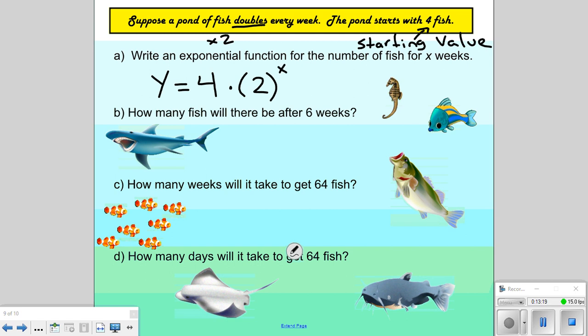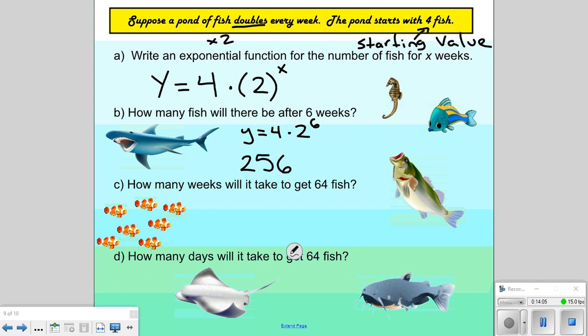From here, this problem is basically just a calculator problem. All you would have to do is type this equation in on your calculator: y equals 4 times 2 raised to the x power. And it says how many fish will there be after 6 weeks. So there's 2 ways to do this. You can look on your calculator table, which is actually what I'm doing right now. If you do not have a calculator table, what you can do is say, okay, y equals 4 times 2 raised to the 6th power. If you do that, you would figure out that there would be 256 fish.